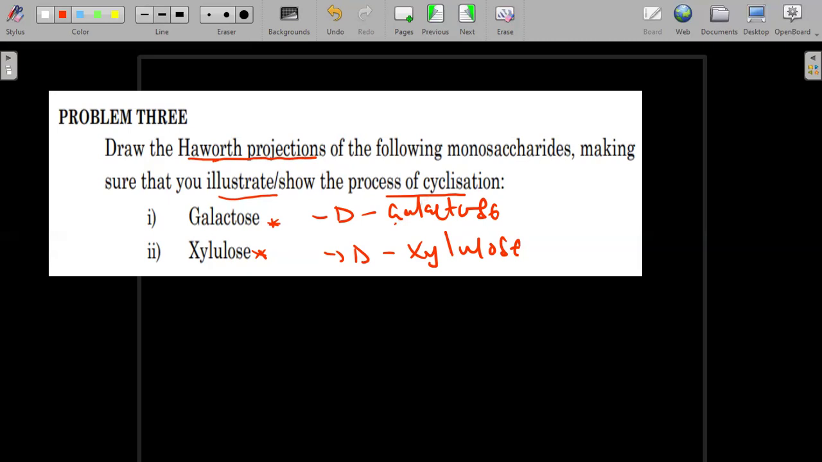We have about 4 steps that we need to follow whenever we are drawing structures from the Fisher projection into the ring form. The ring form is what we are referring to as the what? The Haworth projection. The first step is to draw the Fisher projection, so I'll just write FP. Draw the Fisher projection and number the carbons.